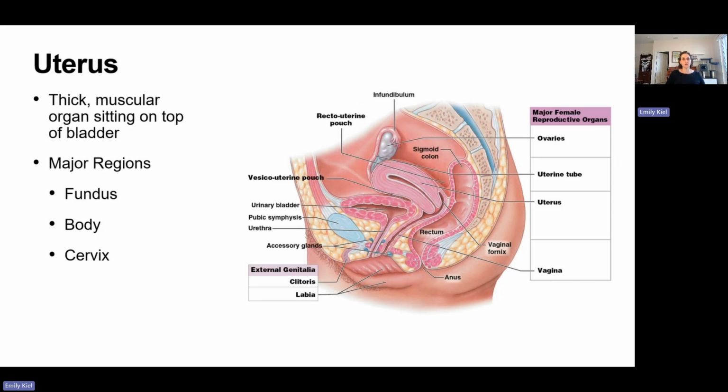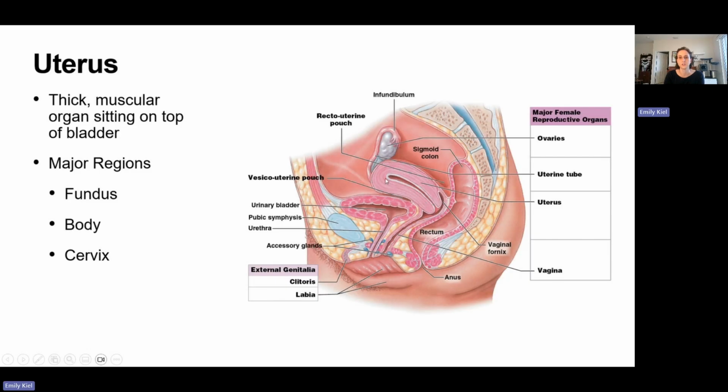So we have the uterus, which is a thick muscular organ sitting on top of the bladder. So let's get a little bit of perspective here. Here is our urinary bladder. Here is the uterus. We've got the uterine tube and the infundibulum, and here is the ovary. Notice that the uterus sits a little bit on top of the urinary bladder.